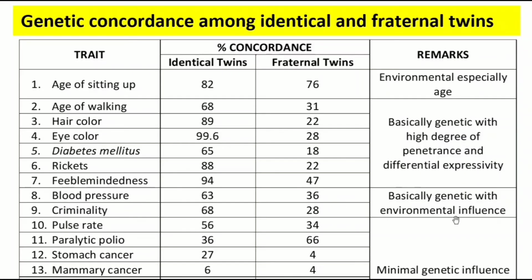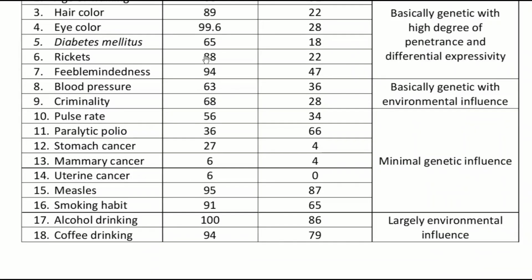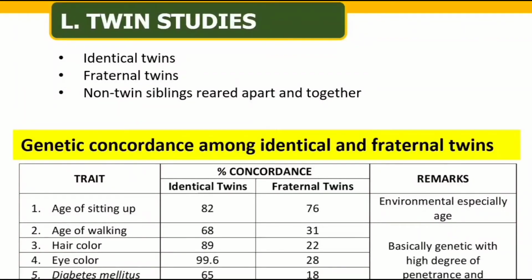Kaya may remark dito na environmental influence. But this is basically genetic daw, sabi ng data. And so on and so forth. So, it is a presumption that the difference between these identical and fraternal twins is only in the extent of their genetic similarity. If phenotypic similarities are greater among identical twins than among fraternal twins, this may be ascribed to similar genotypes of the identical twins and the similar genotypes of the fraternal twins.